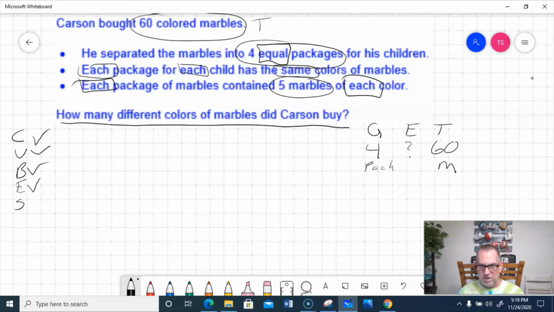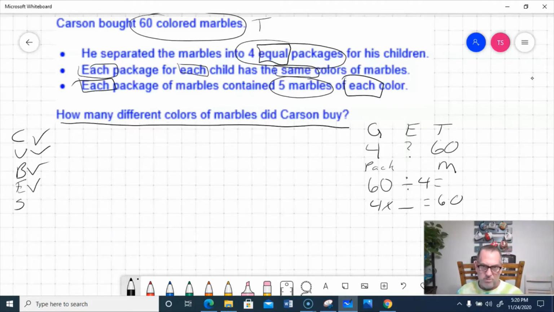So whenever I've got equal size groups and I know what the total is, that sounds like a division problem every time. So that'd be 60 divided by 4. Or I could say 4 times something equals 60. So I think we're going to try and make a strip diagram with this.